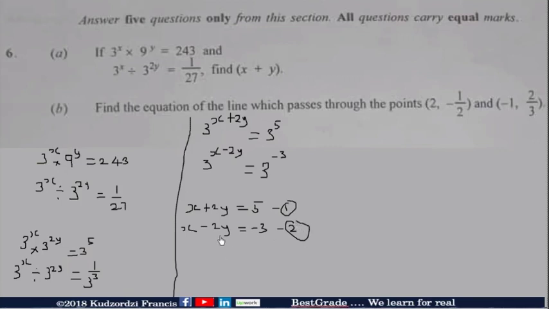Now let's add the two equations. If you add equation 1 and 2, equation 1 plus equation 2 will give us 2x is equal to 5 plus negative 3, which is 2. So it means that x is equal to 1. So this and this will give us 0. So if x is equal to 1, then we can put 1 in any of these equations. So let's put it in the first equation.